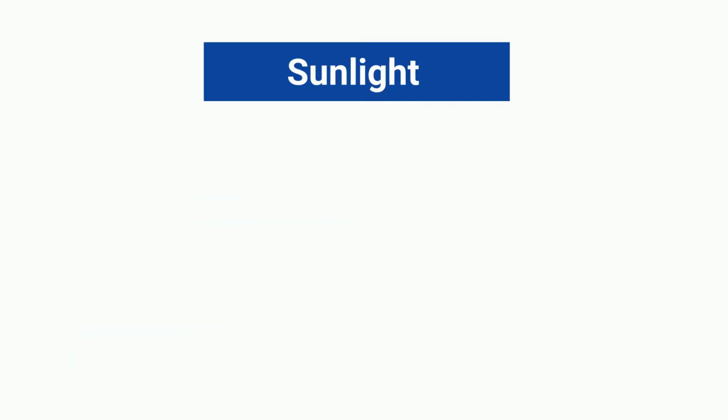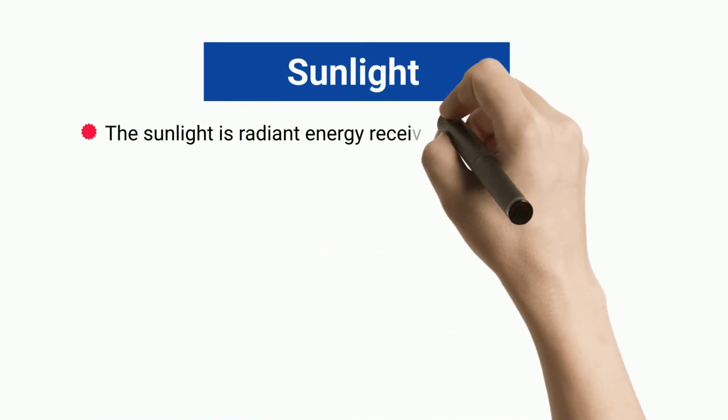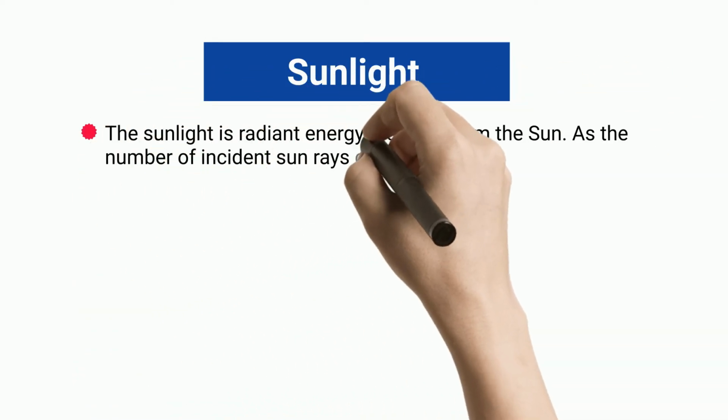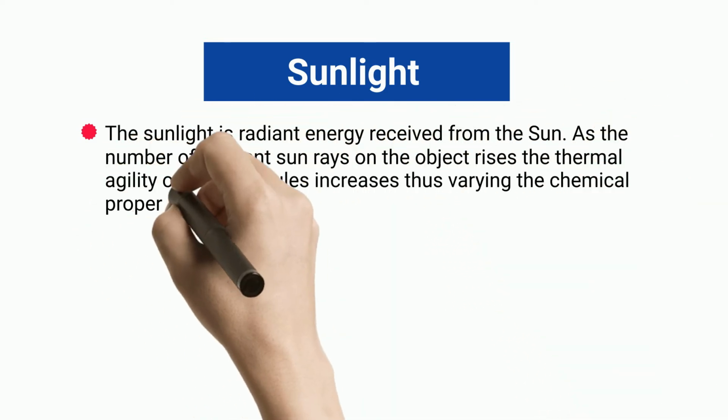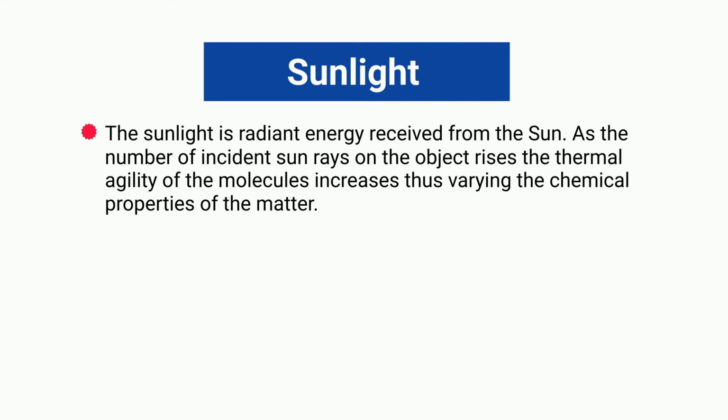Sunlight. The sunlight is radiant energy received from the sun. As the number of incident sun rays on the object rises, the thermal agility of the molecules increases, thus varying the chemical properties of the matter.